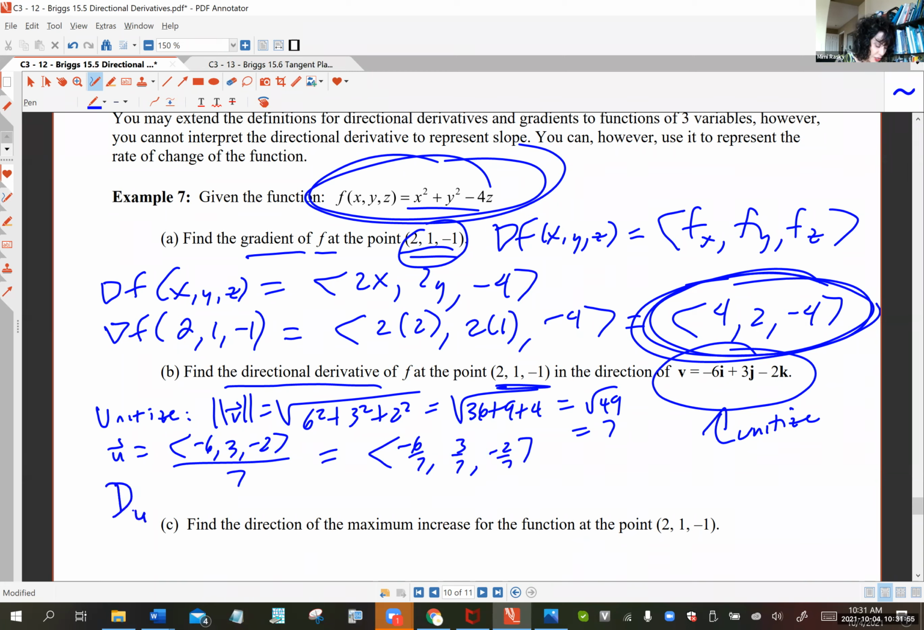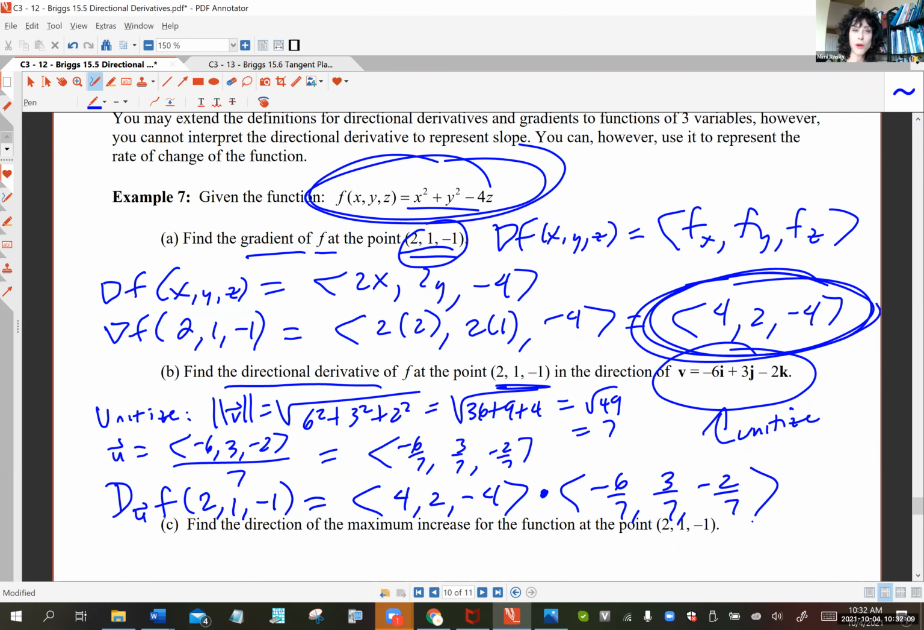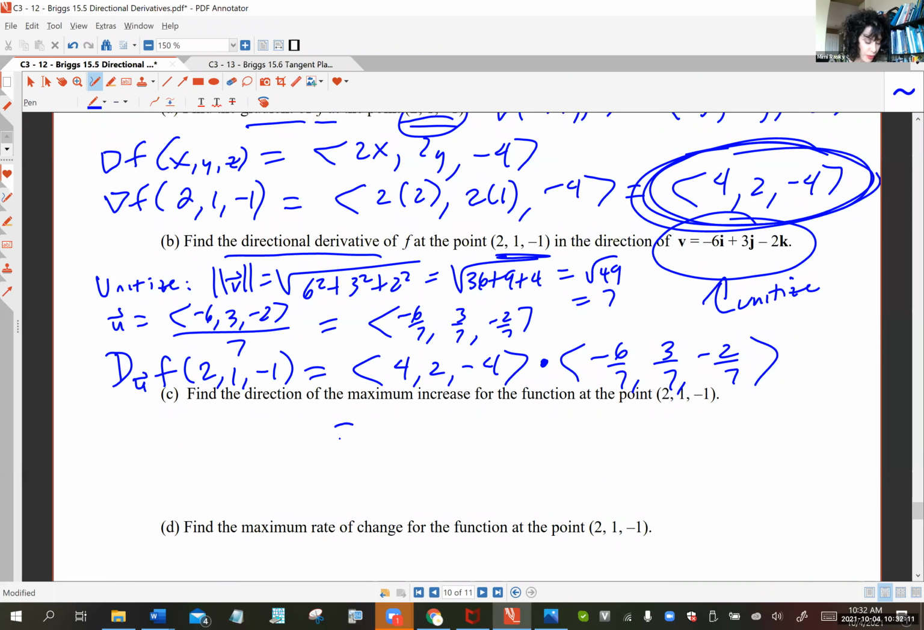So now my directional derivative for the function at the point (2, 1, -1) is going to be the dot product of the gradient at that point with this unit vector pointing in the direction that I want to find the slope, if you will, or the rate of change. So let's do all the arithmetic here.